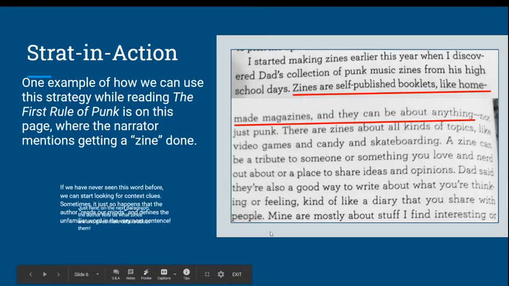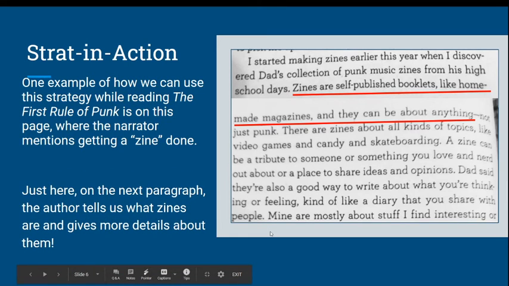And the author goes on to talk about exactly what zines are and exactly what you can use them for, which is great for us because we've never seen one before, and now we know. Or maybe we have, it's up to the reader, but now we know what a zine is. And so now we can continue reading the book with this knowledge of what a zine is.